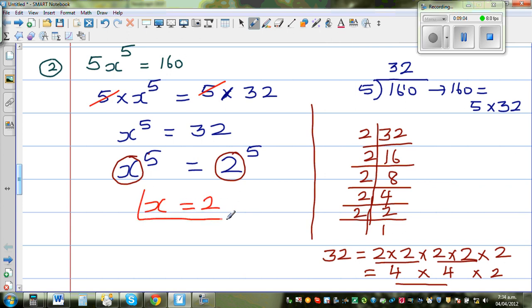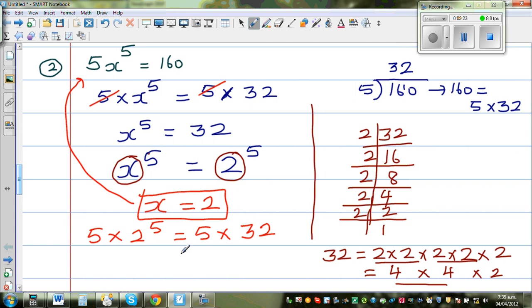So let us check the answer. Let us put this back in this question. So this is 5 times, your x is 2, so it is 2 to the power of 5. What is 2 to the power of 5? We just saw that is 32. So 5 times 32, I don't know. So I'm going to do the strategy of halving and doubling. That is the same as 10 times 16, which is 160.